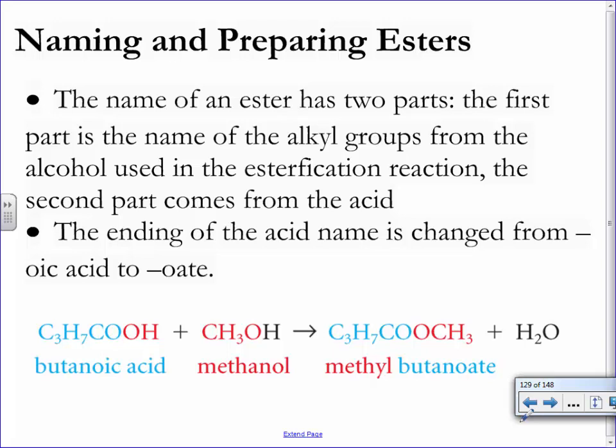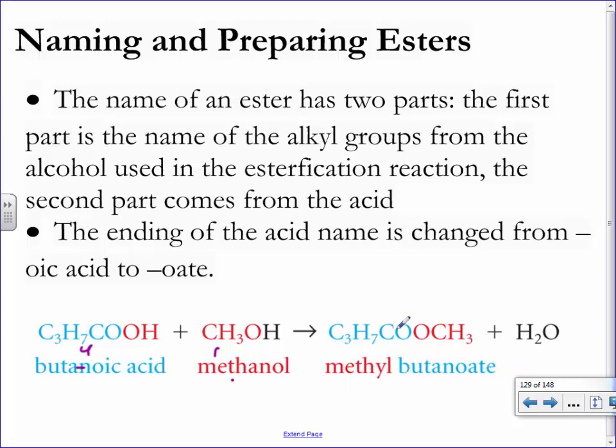Okay, so what we've got here is a butanoic acid, because it's got C3H7, but one more C. So there's actually four carbons here. And we've got a methanol, because there's just the one carbon. So when you put it together, you would call it a methyl butanoate, because the methanol made the group and the butanoate made the rest.